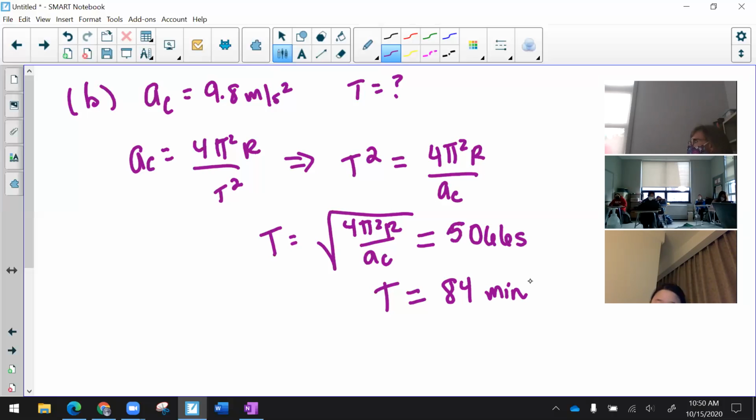Which, I mean, no, it doesn't happen. It's just to give you an idea of what would happen if the centripetal acceleration was equal to the acceleration due to gravity. Our whole world would be extremely different. Sophie.